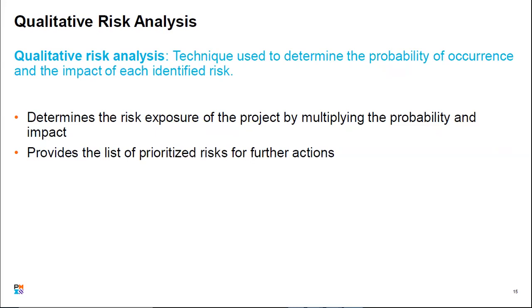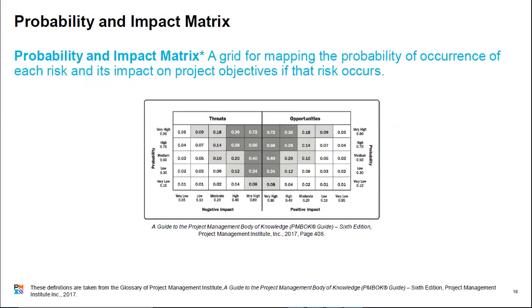So it determines the risk exposure of your project by multiplying the probability and the impact together to give you a weighted range, a weighted metric for your risk. It provides the list of prioritized risks for further action. So in trying to determine the exposure of your project to that risk, when you multiply the probability and impact, you have a proper list of prioritized risks, based on the multiplication of probability and impact.